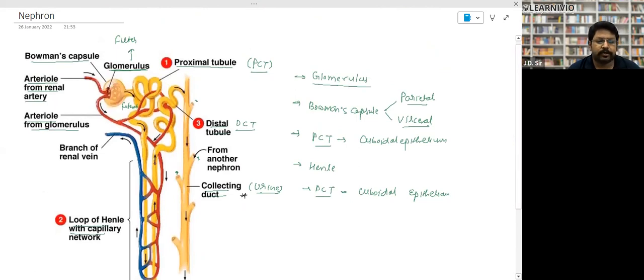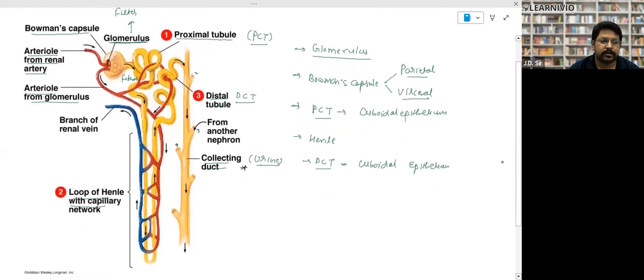This yellow color structure is called nephron, and around this yellow color structure, you can see there are certain pipelines, right? This structure is called glomerulus that helps in filtration, and this structure is called Bowman's capsule. Blood goes through arteriole from the renal artery, right? So renal artery takes and goes.